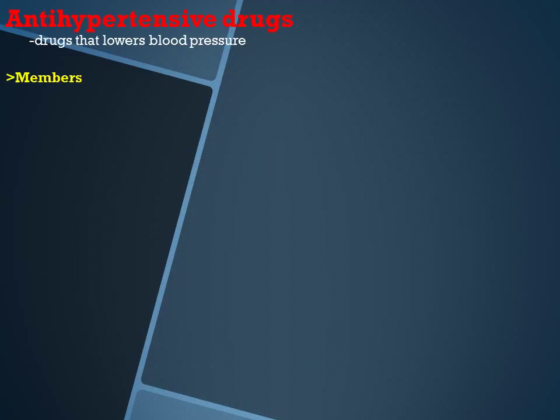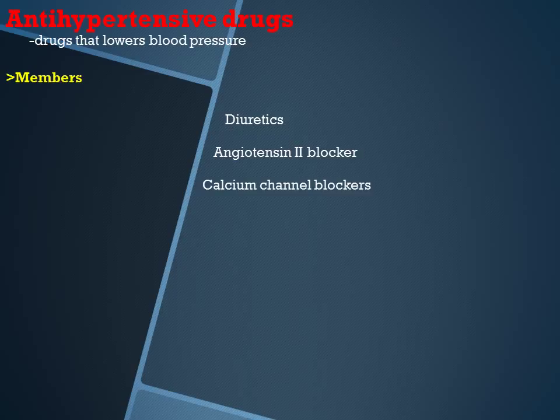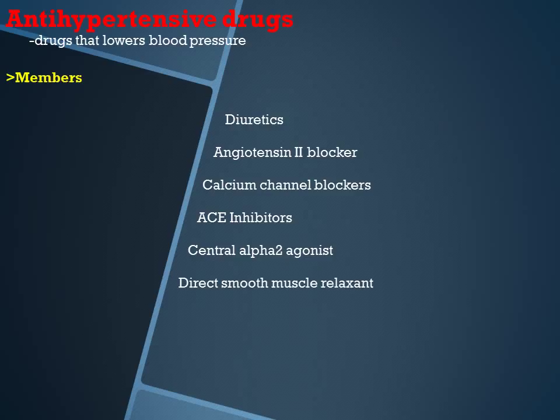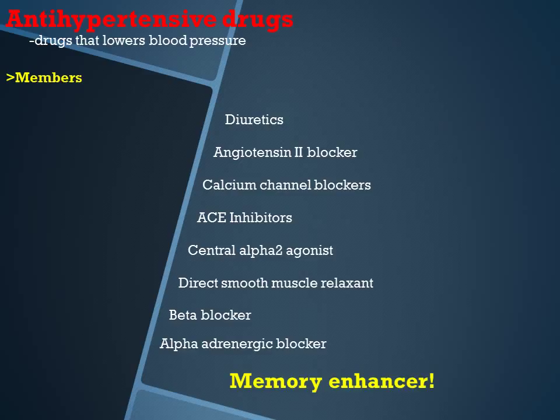Antihypertensive drugs. Basically, these are drugs that lower your blood pressure. From the word itself, antihypertensive. Now, there are a lot of drugs that belong to this classification. You can encounter a lot of different medications that decrease blood pressure. These are your diuretics, angiotensin 2 blockers, calcium channel blockers, ACE inhibitors, central alpha 2 agonists, direct smooth muscle relaxants, beta blockers, and of course, your alpha adrenergic blockers.